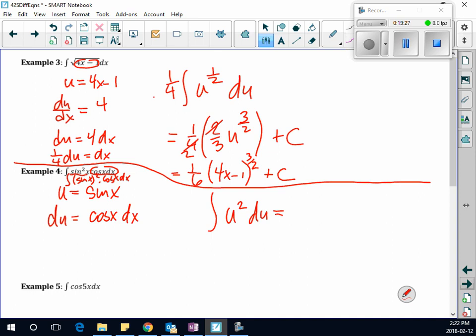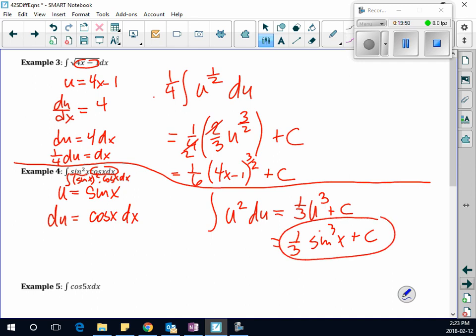Okay, so add 1, you get 1/3, and then you can go directly in if you want. Actually, I can just write it as one-third sine cubed x plus c. Everybody see what I did? All right.